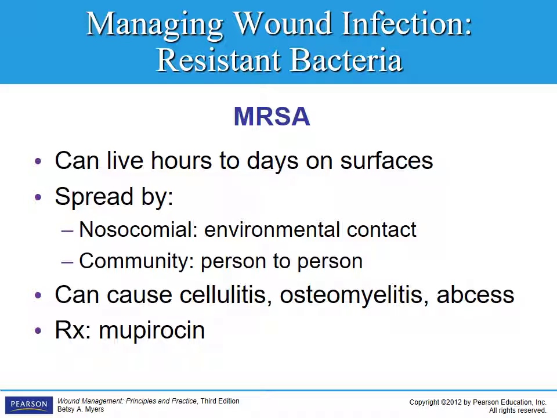So the other thing about MRSA is it can live hours to days on surfaces, which is why, in the community, if the cleanliness is not there, if things aren't wiped down, it can live long enough to infect quite a few people. It can be spread by environmental contact in the nosocomial situation or from person to person in the community situation. MRSA can cause cellulitis, osteomyelitis, and abscesses. The treatment for it is mupirocin, which is a type of antibiotic.